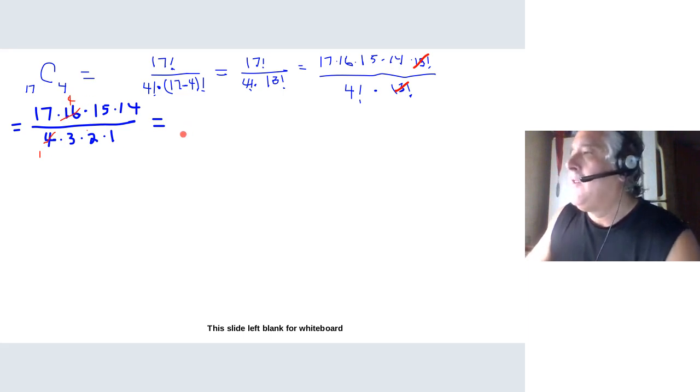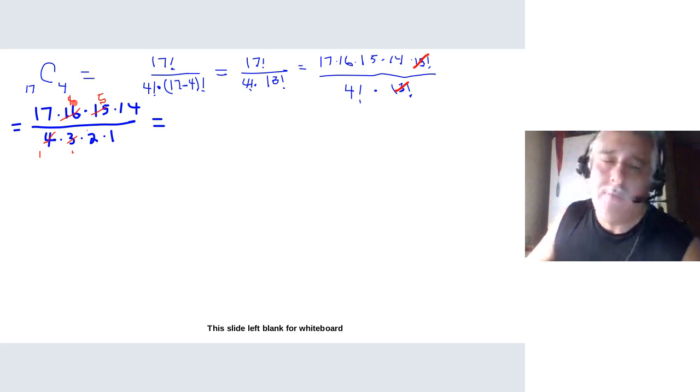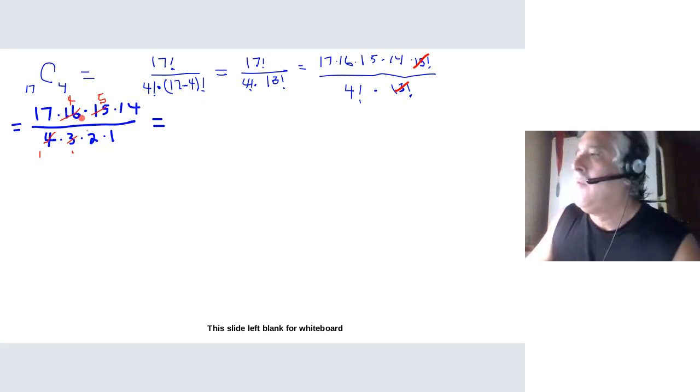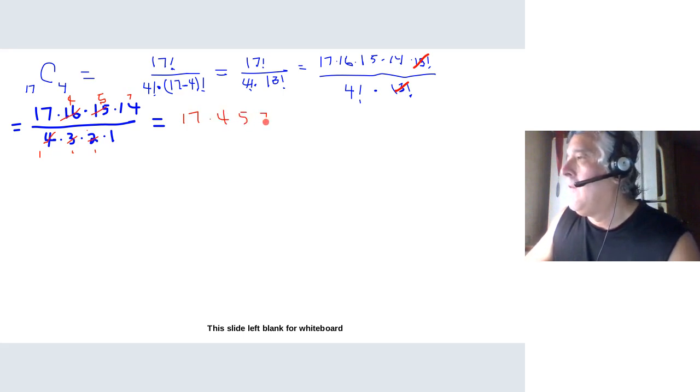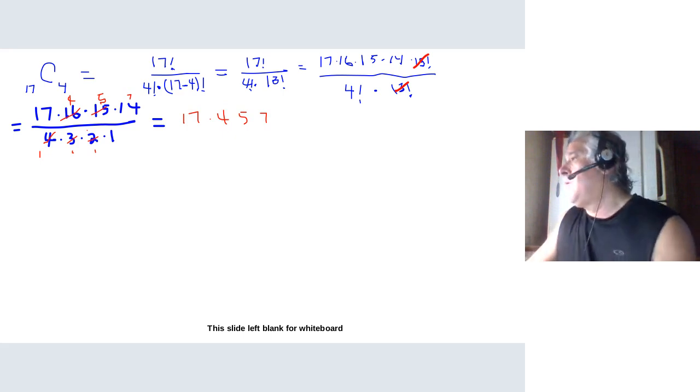Which of these are divisible by 3? Well, the only one that's divisible by 3 is the 15. So 3 goes into 15 5 times. And then the only thing divisible by 2 is the 14. We could also do into the 4 again if we wanted to, but I'm going to do the 17. So 2. So now what we have is 17 times 4. And I'm going to come back and put the dots.